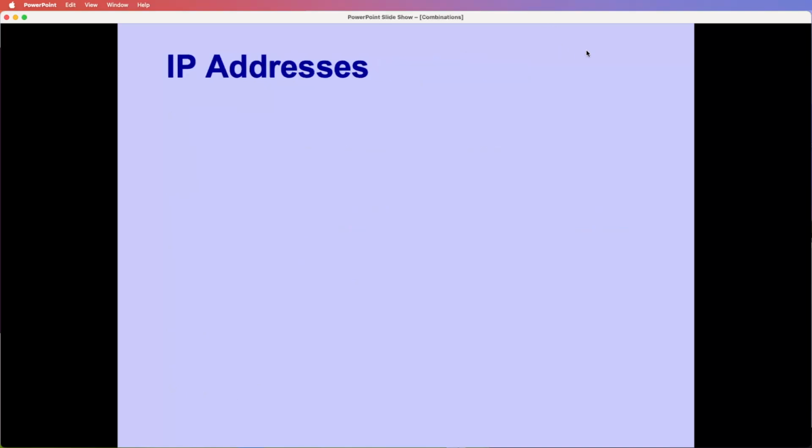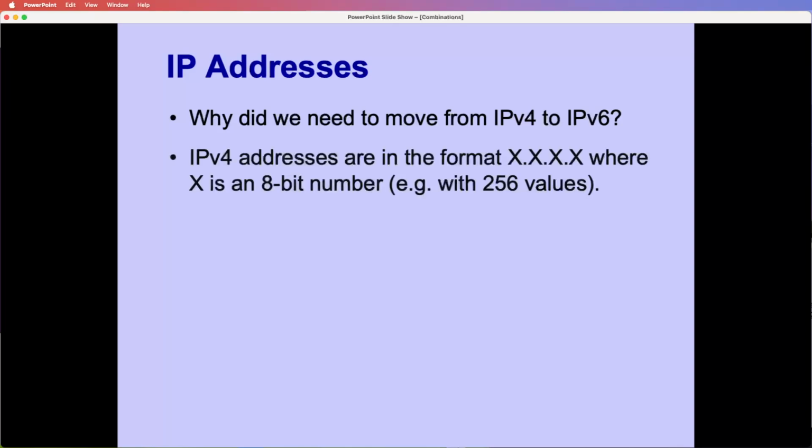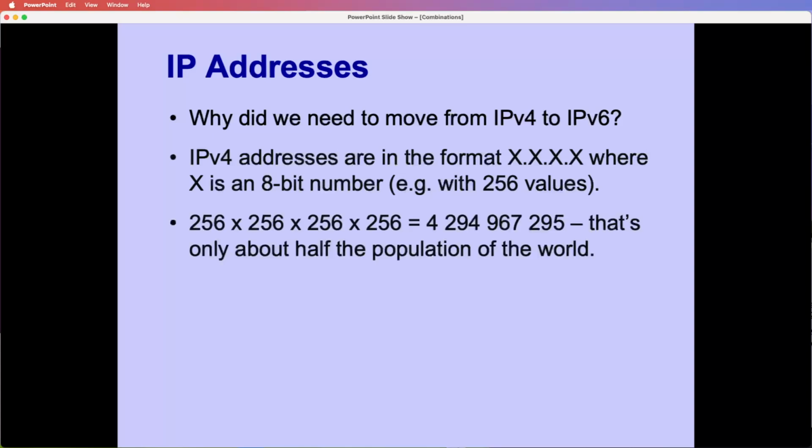Also, we can link it to networking. So IP addresses: why do we need to move from IP version 4 to version 6? Well, IP version 4, and occasionally there are questions about this on the GCSE, had 4 8-bit numbers. So the number of combinations there would be 256 times 256 times 256 times 256, which is 4.3-ish billion. And you might be thinking, well, that's quite a lot. That's about half the population of the world.